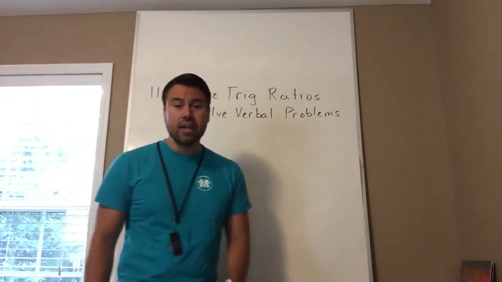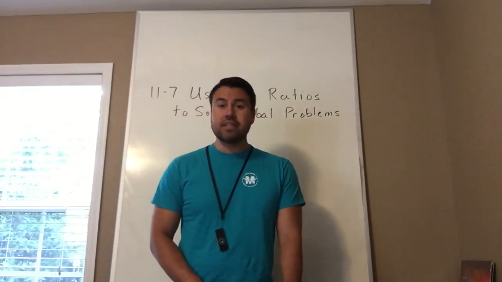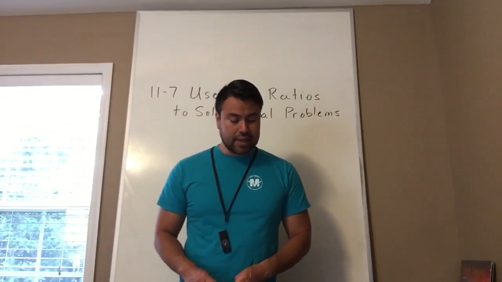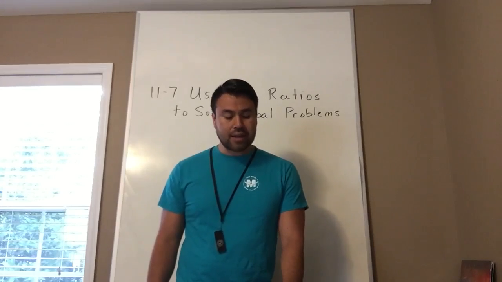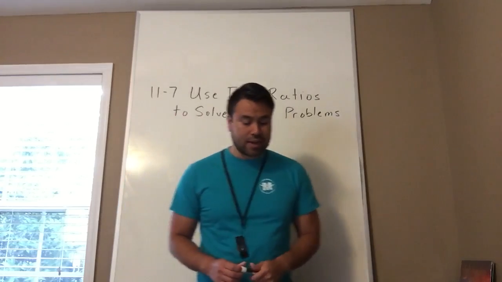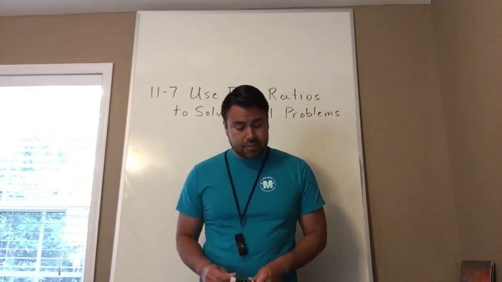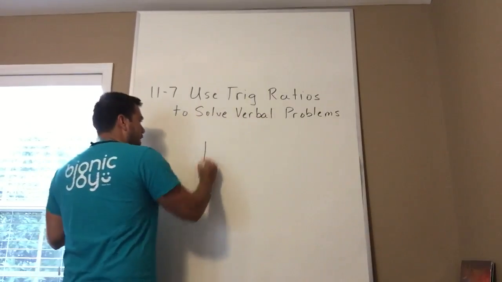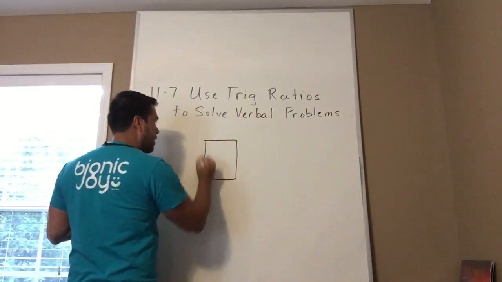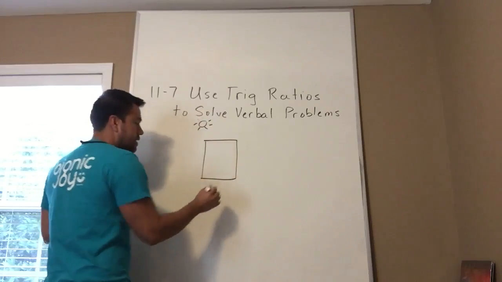So the first word problem we're going to look at says, the shadow of a building is 22.5 feet long when the rays of the sun make a 67-degree angle with the ground. How tall is the building? All right, so I'm going to draw a very crude sketch here. Here's a building. Here's your sun.